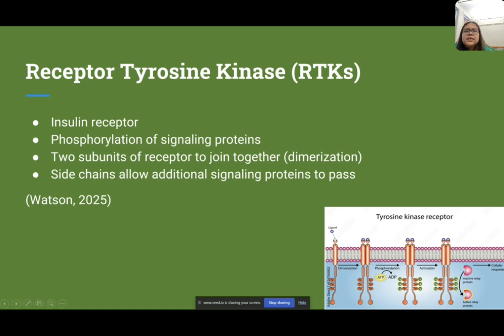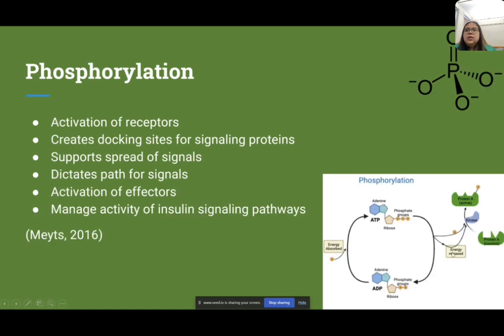Now, receptor tyrosine kinases, also known as RTKs, are insulin receptors, and phosphorylation of signaling proteins would occur, as you can see with the arrows here, going from dimerization, phosphorylation, activation to cellular response. Two subunits of the receptor join together, which is dimerization, and then side chains would allow additional signaling proteins to pass and continue this cycle. Now, phosphorylation is the activation of receptors.